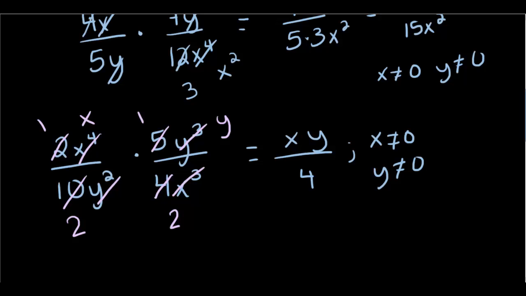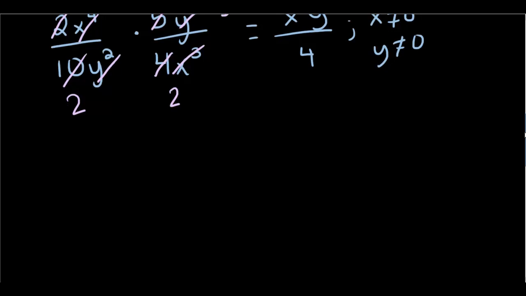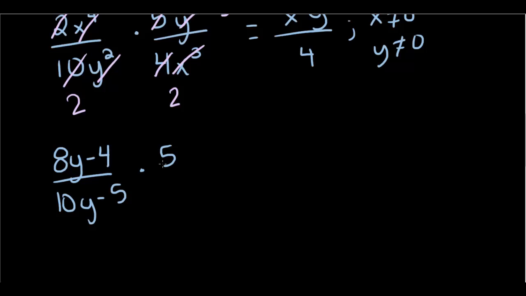Let's try another one. We're going to try 8y minus 4 over 10y minus 5 times 5y minus 15 over 3y minus 9. So what do we do? Well, we're going to factor because if you notice, nothing can be cancelled out. I cannot simplify this negative 15 with this negative 5 because they are not factors. So I can only simplify factors.